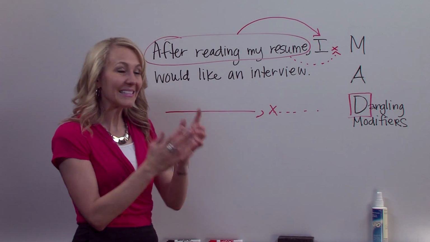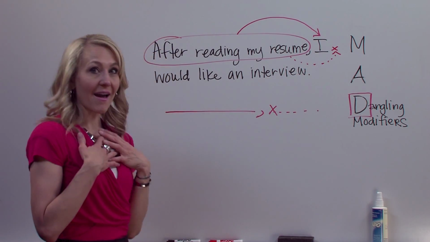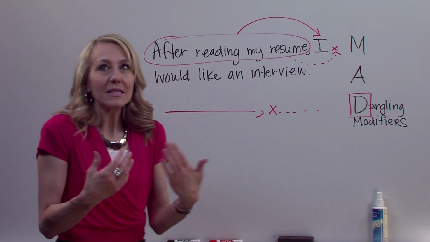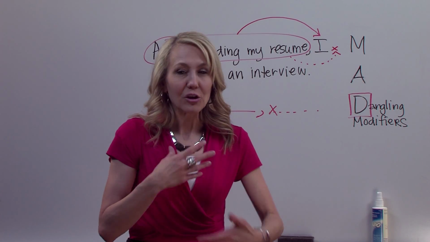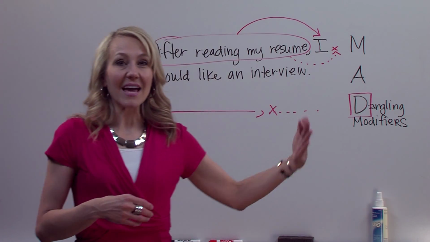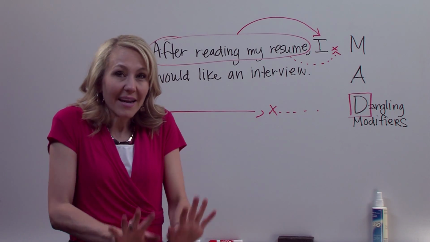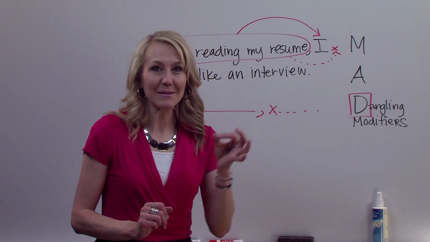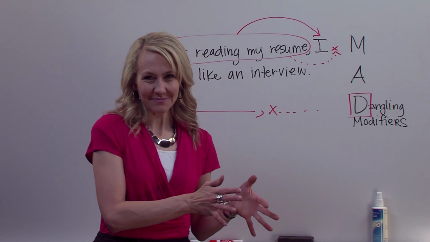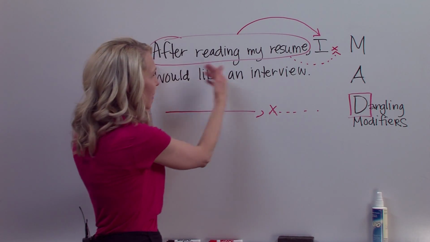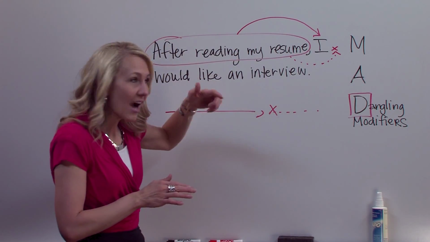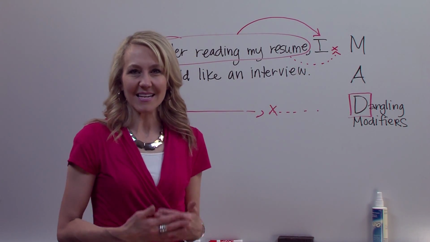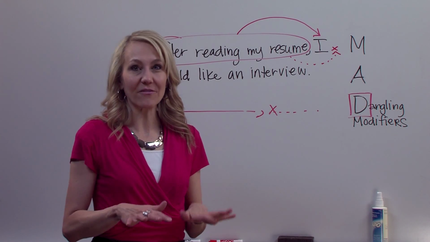So let me restate it according to my test. I, after reading my resume, would like an interview. Well, clearly, I'm not the one who needs to read my own resume and then get an interview. What I'm trying to say is, after you read my resume, I would like an interview. But what's happened is, I've put that modifier phrase hanging out next to the wrong subject. So I need to restate the sentence and clarify that modifier phrase.